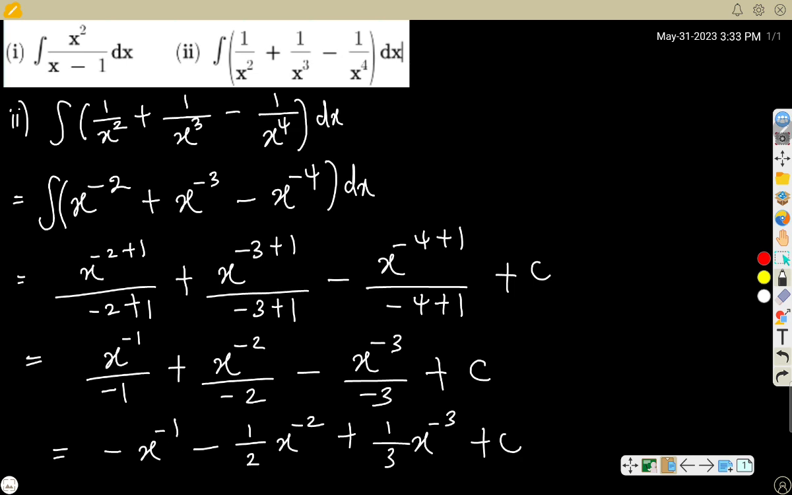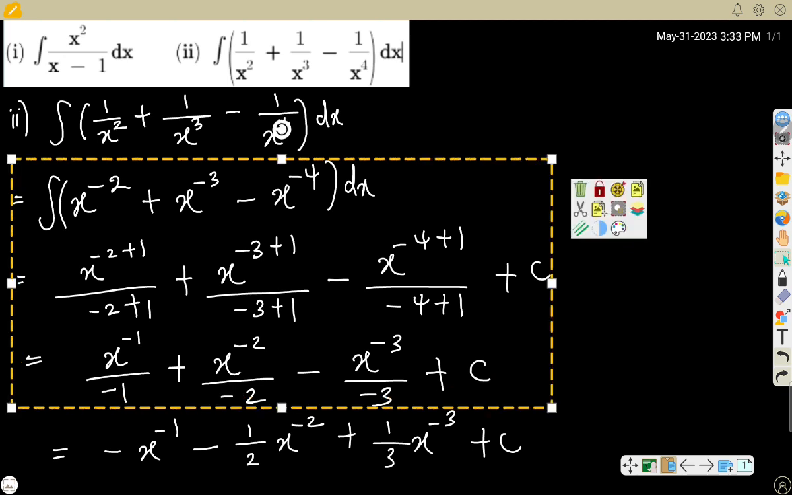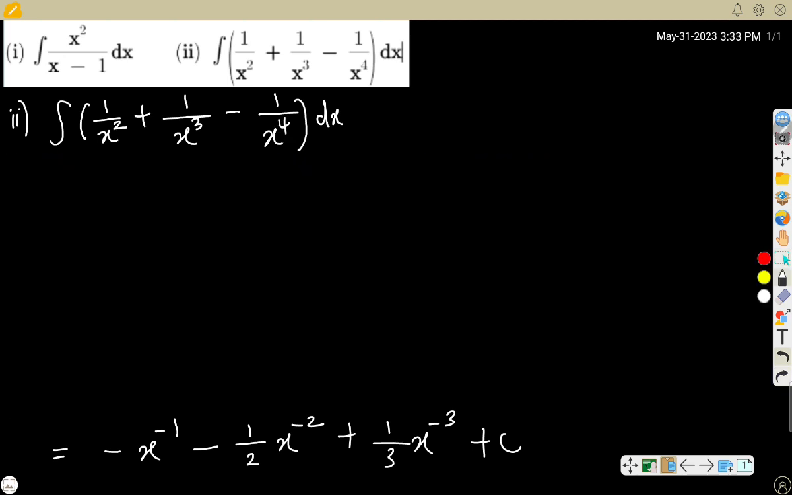So turn everything back to over. That means the integral of this is equal to minus 1 over x. Turn this back to 1 over, then this will go back to 1 over x squared. So that will be minus 1 over 2x squared. Then plus 1 over 3x cubed.